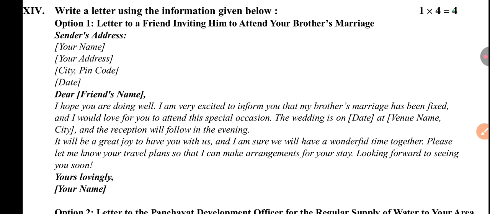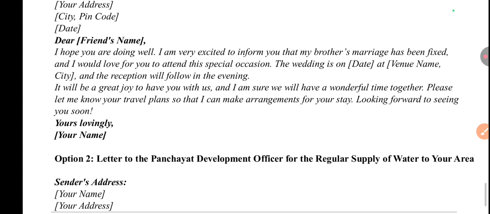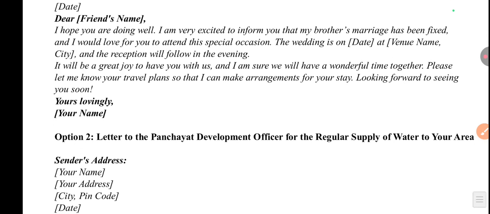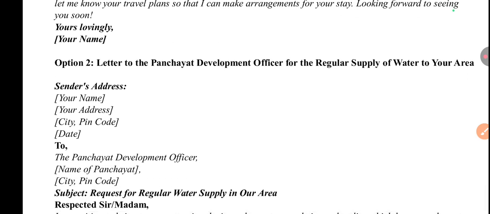The wedding is on (date) at (venue), and the reception will follow in the evening. It will be a great joy to have you with us, and I am sure we will have a wonderful time together. Please let me know your travel plans so that I can make arrangements for your stay. Looking forward to seeing you soon. Your loving (name).